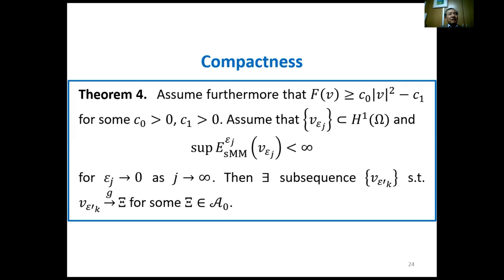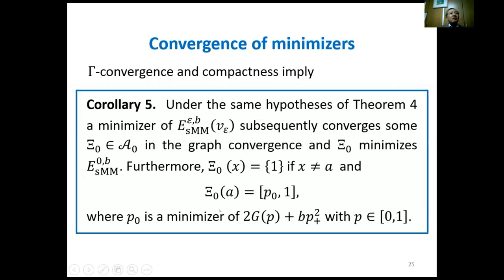Okay, and we also have compactness. If we have some non-degeneracy at space infinity, and if the singular Modica-Mortola energy is bounded, then there is a sequence which converges in the graph sense, graph topology, to some xi belonging to A_0. And as a corollary, we have a convergence of minimizers, of course, since this is Gamma convergence for us. So a minimizer of E_F subsequently converges to some element xi_0 in the graph convergence, and xi_0 minimizes this E_0^B. Furthermore, xi_0(x) is 1 if x is not equal to a.